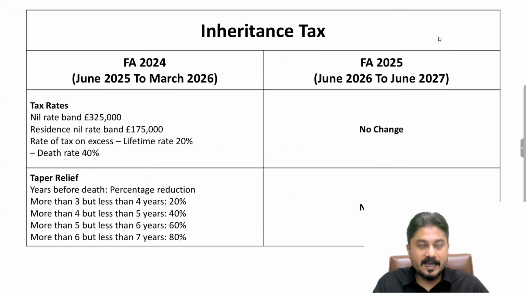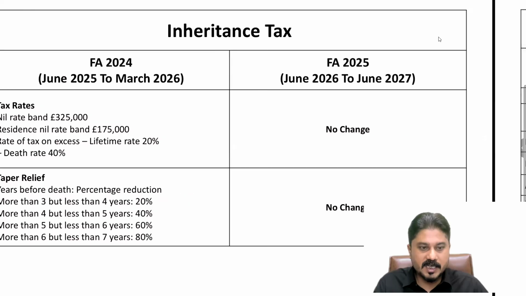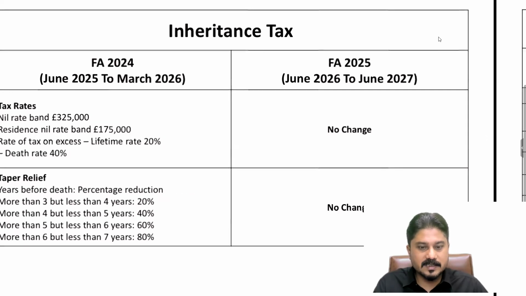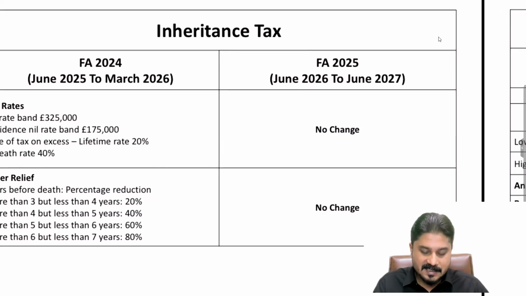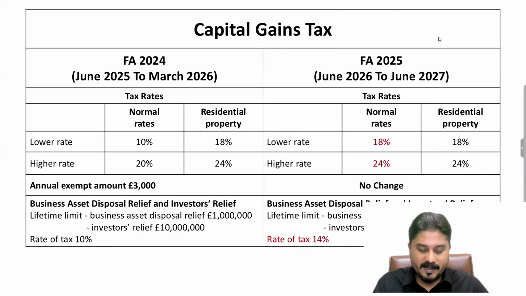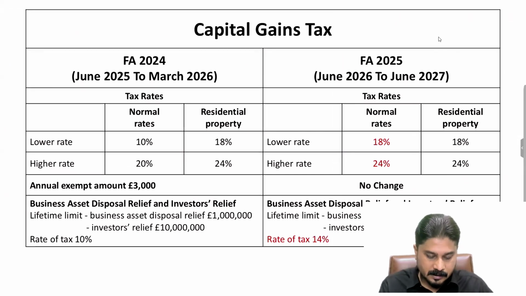If we talk about inheritance taxes, there is no change for the tax rates and allowances and the taper relief. So there is no change at all in the inheritance taxes. Thereafter, capital gains taxes. Previously in Finance Act 24, the normal rates were 10 and 20, and for residential property disposal, the capital gain tax rate was 18% and 24%.